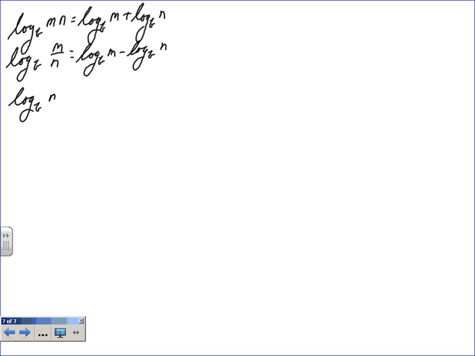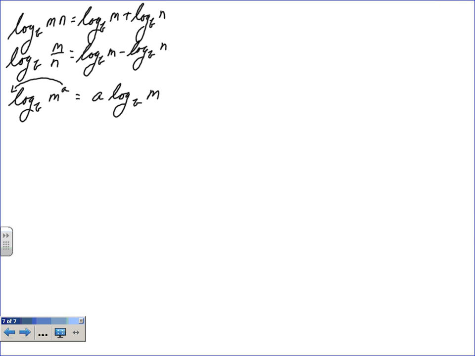Let's say m raised to the a power, to some power. So we're going to multiply. We're going to take the a, and all we do is bring it out front. This property says it is a times log base b of m. So those three properties.